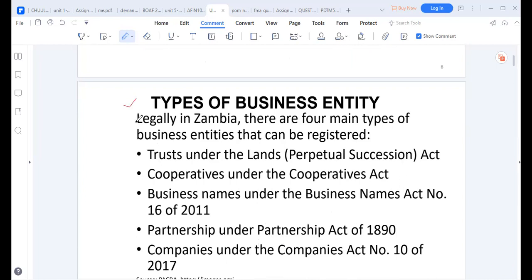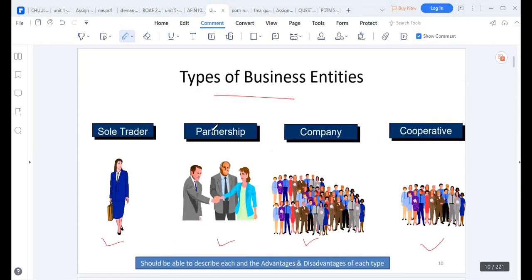There are types of business entities that we need to know. There are business entities that are recorded under trusts, others as cooperatives, others as business names, others as partnerships, and companies. So these, especially in Zambia, stipulate the structures that businesses are recorded under. So we have a sole trader. This is a one-man business who can employ one or two people, and he makes all the decisions himself and enjoys all the profits. Unfortunately, he has unlimited liability, meaning his debt would go as far as what he owns.